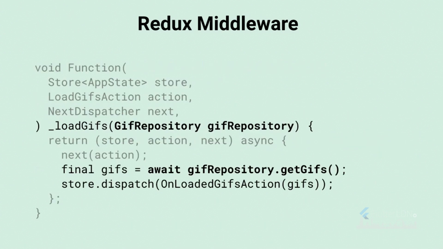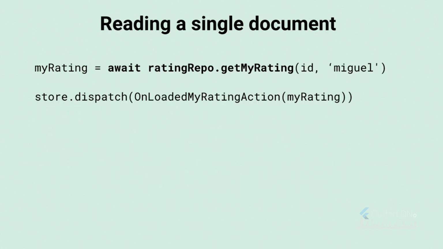In this case, the load GIFs, what I have is I'm passing the repo, and then I'm requesting the list of GIFs, for example, and this goes into Firestore normally. So I get my response, and then I dispatch an action back that says, hey, I got my response from Firestore, so now you can update the app state with it. Reading a single document is easy, or reading a collection, let's say. So you request the document, and then when it's loaded, you give another action to store it.